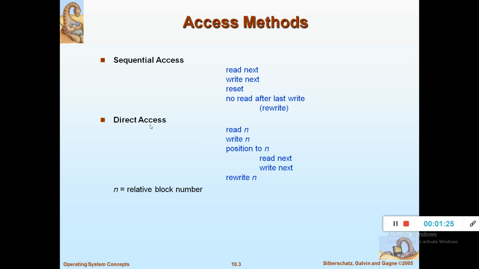Another way we are using to access the file contents is direct access. For example, if you want to read the content of the 10th line, instead of going through lines 1, 2, 3, 4, we will go to line number 10 directly, using the read operation followed by n. So n is the relative block number, or the line number you are giving. Directly the cursor will move to that location and you can start reading.